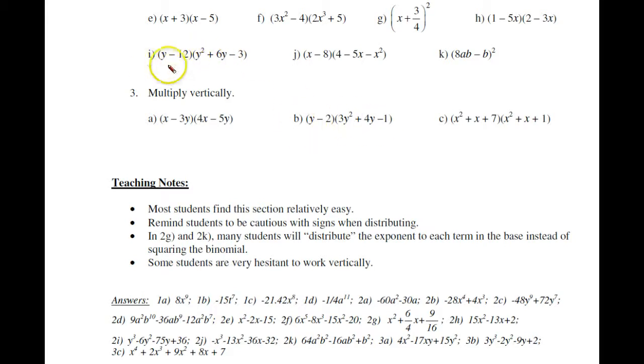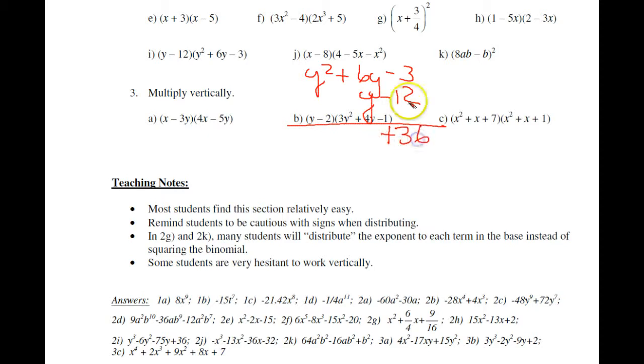In fact, this one and this one are very similar. So let me do this one up here. Y squared plus 6y minus 3, and then y minus 12. So we go negative 12 times negative 3 is a positive 36. Negative 12 times a positive 6 is a negative 72y. Negative 12 times this is a negative 12y squared.